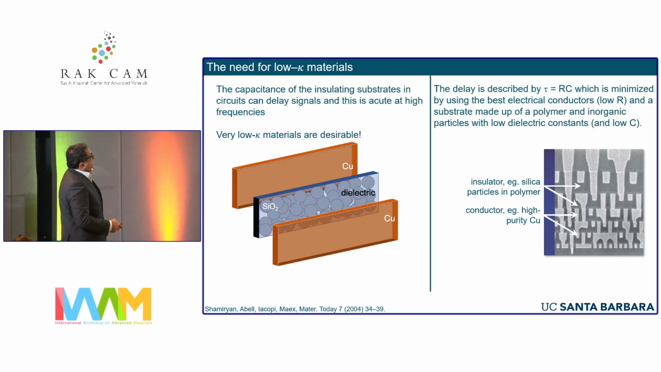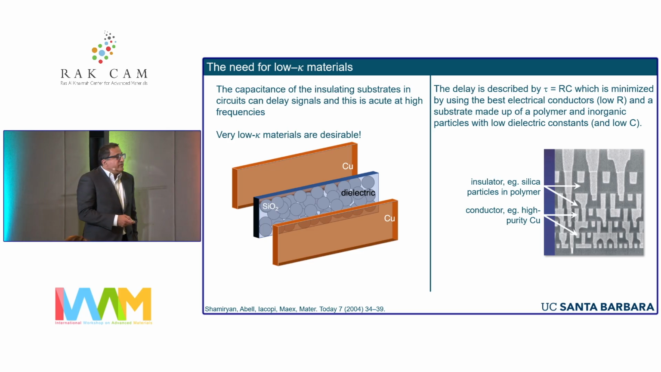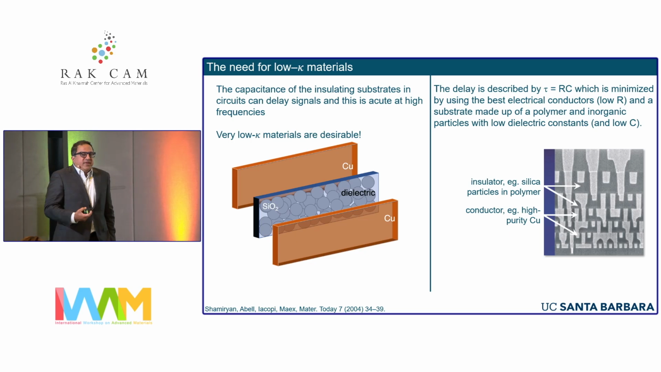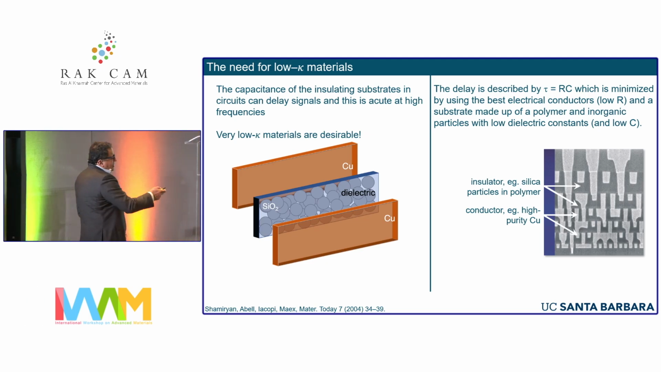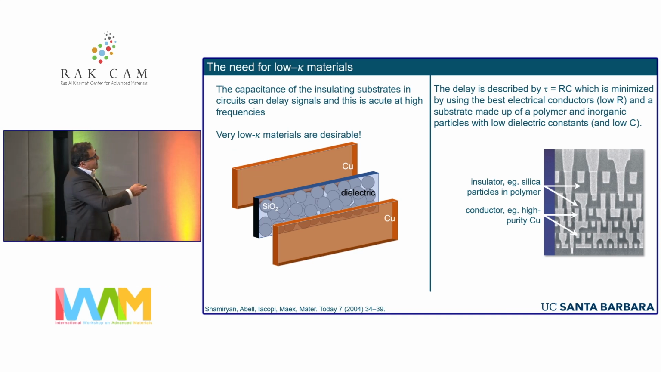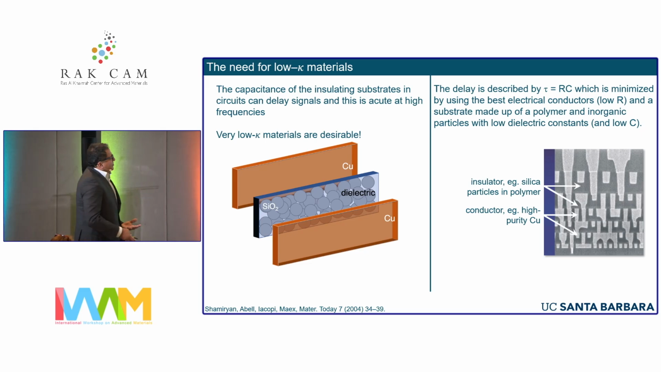So why do we need low-K materials? We need them particularly for high-frequency circuits, because at high frequencies, you want your electrical conductors to be very, very good. You want extremely low electrical resistances. And you also want your dielectric medium, the material that insulates these conductors, to have extremely low capacitance because there is something called an RC time constant. It's a product of the resistance and the capacitance. And if this number is large, then basically you cannot get fast signals through your system, right?